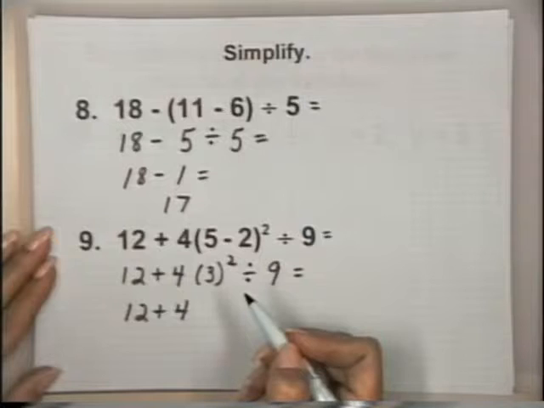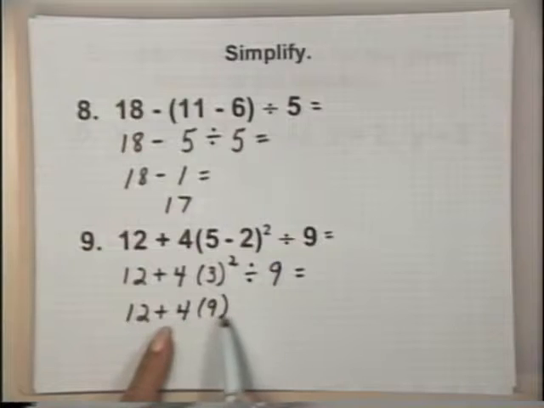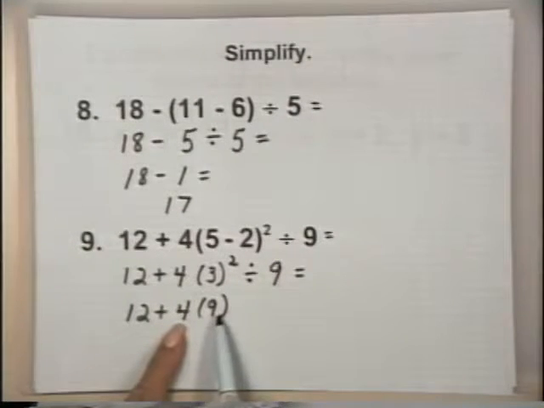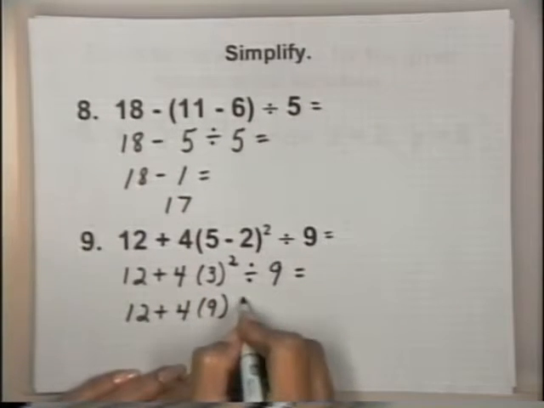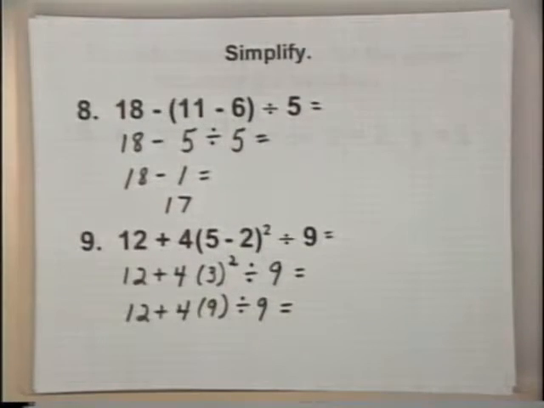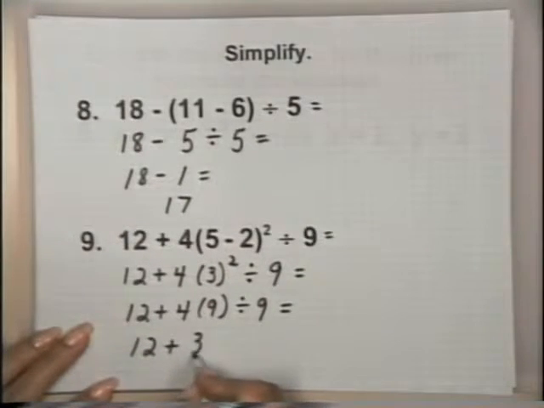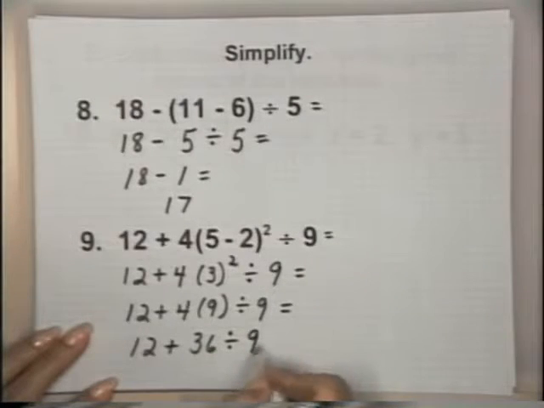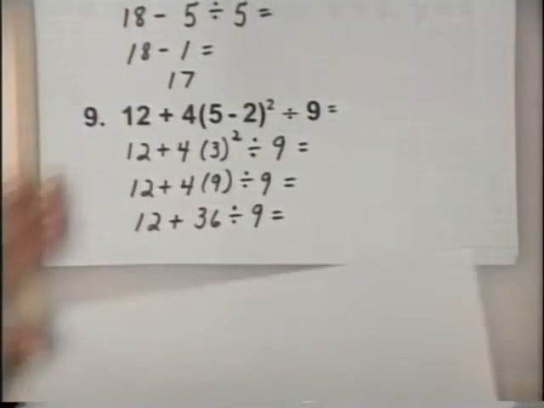3 squared is 9, and I'm supposed to multiply the 4 times the 9. So I want to keep the parentheses so that this expression says 4 times 9. I could either write 4 and write the 9 in parentheses, or I could write 4 dot 9. That doesn't matter. All right, I have taken care of evaluating the expression raised to a power. I now want to multiply and divide, moving from left to right. So I'll have 12 plus 4 times 9 gives me 36 divided by 9. I have taken care of the multiplication, but I need to complete the division.